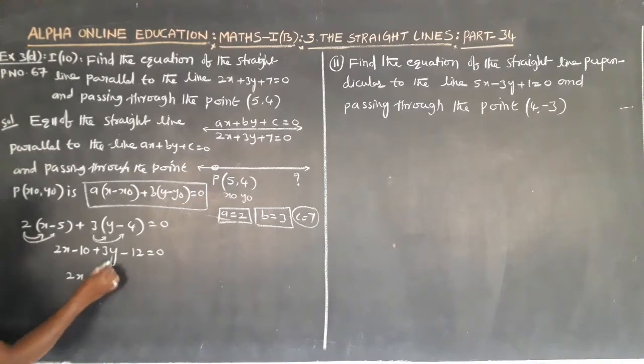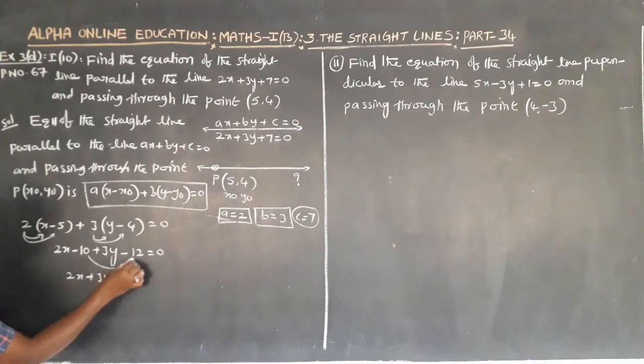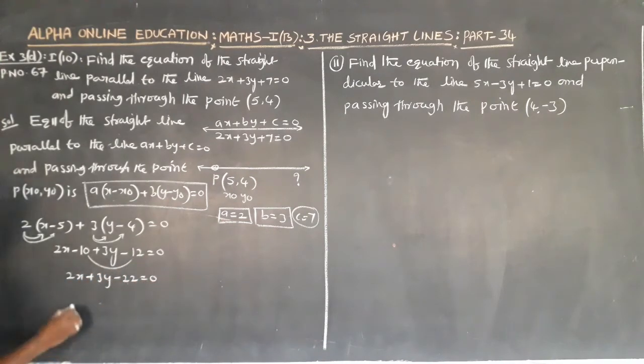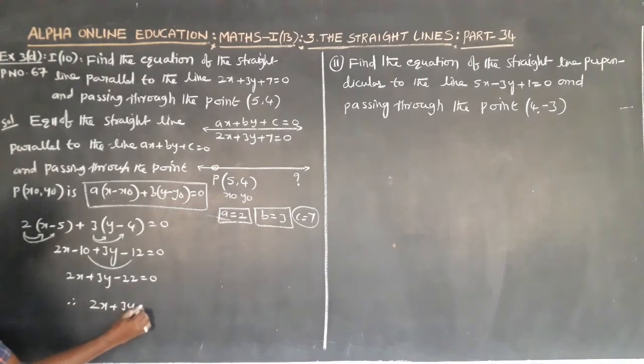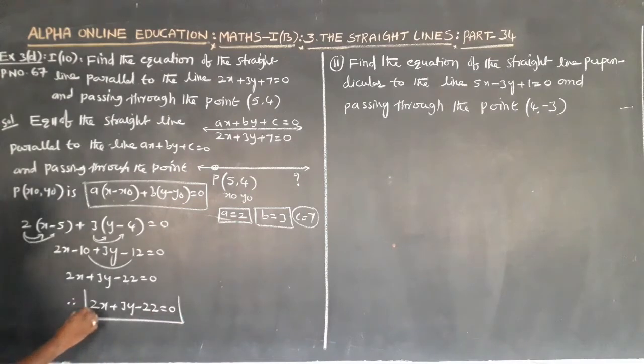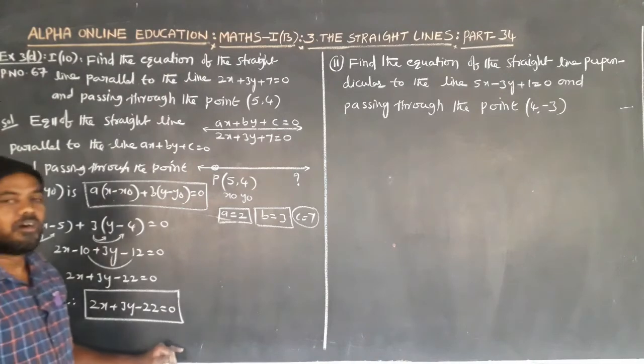2x plus 3y minus 10 minus 12, minus 22, is equal to 0. Therefore, the required equation of the straight line is 2x plus 3y minus 22 is equal to 0. 2x plus 3y minus 22 is equal to 0 is the answer.